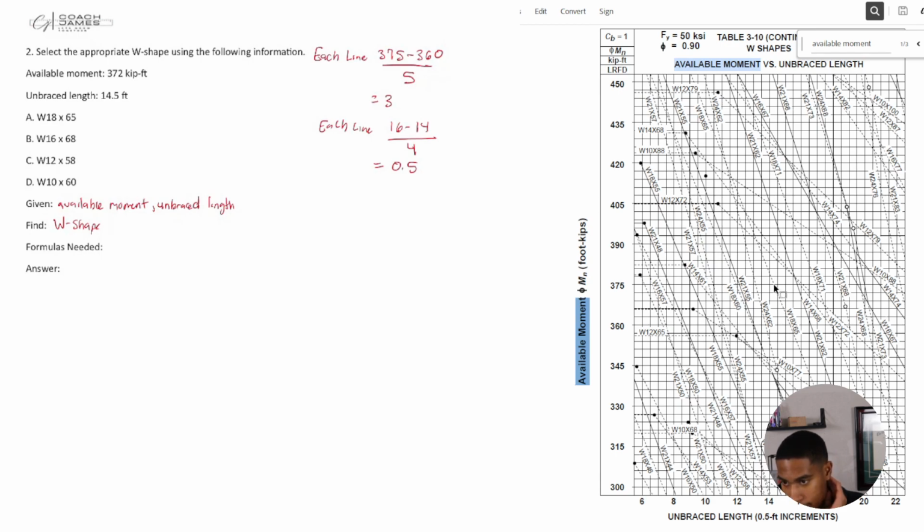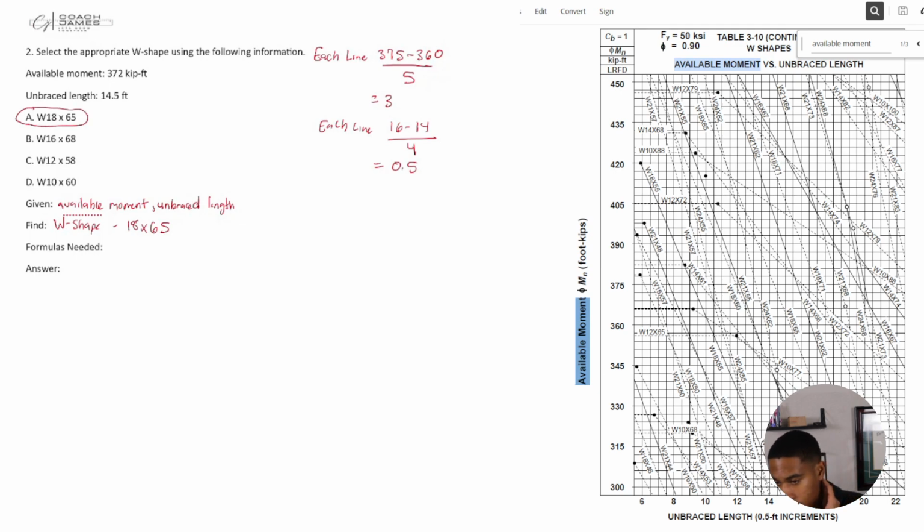Now we want to highlight what we have to figure out: what the W shape is equal to. So I come over to 372 and 14.5. The dashed line that I get is at 18 by 65. So the W shape is going to be 18 by 65. So my answer is A.